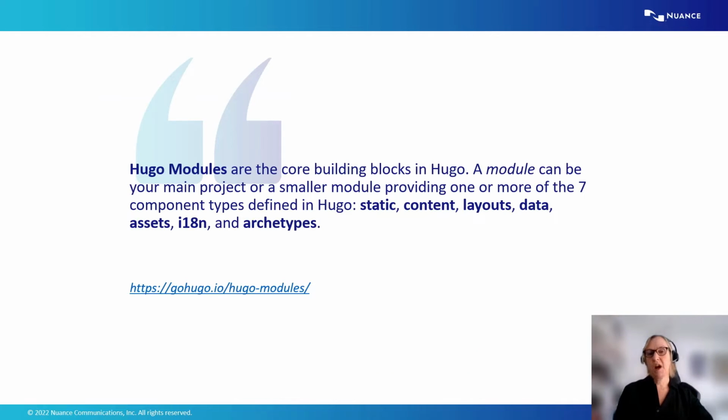Enter modules. Our first step, of course, was understanding just exactly what modules are. Here's the definition from the Hugo docs. Hugo modules are the core building blocks in Hugo. A module can be your main project or a smaller module providing one or more of the 7 component types defined in Hugo. Core building blocks, that's powerful stuff. Initially, we use modules to ensure a consistent look and feel across our doc projects. 15 writers, dozens of doc sets, and they all need to read and look like they're coming from the same organization. But we didn't stop there.